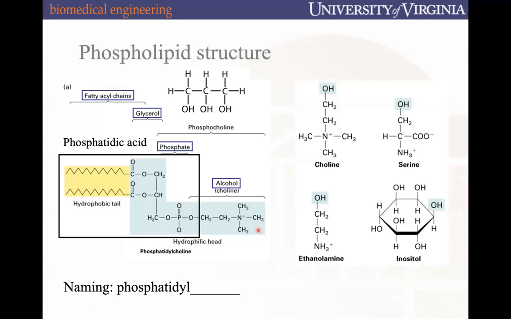There's a general formula for how you name these. Starting with this phosphatidic acid, the first part of the name is phosphatidyl, and then you can substitute in the name of the alcohol following that. So this phospholipid right here is called phosphatidylcholine, since there's a choline attached. But you can substitute this for any of the alcohols that are present there.